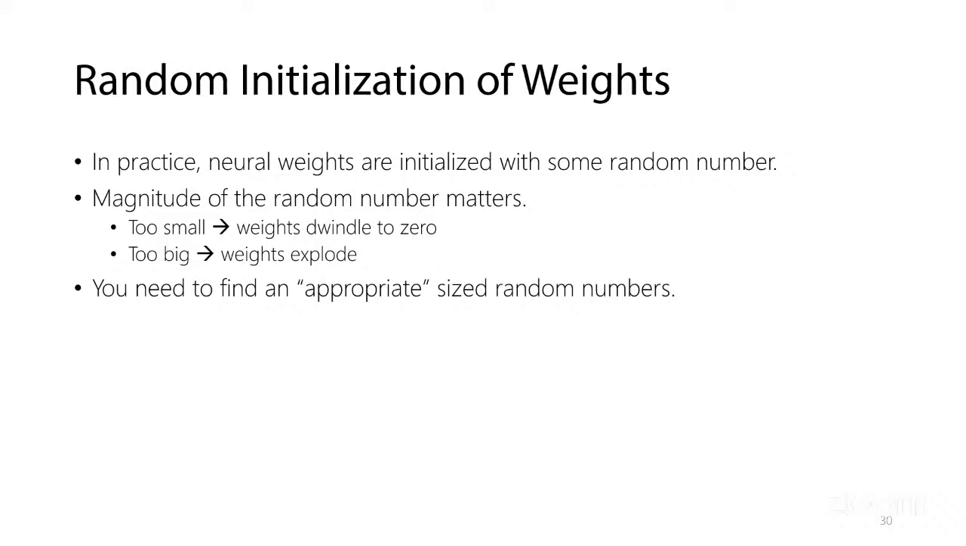So random initialization is by default the most reasonable thing to do. But if you initialize the random values with too small values, then the weights will dwindle to zero. So if you start with small random weights, then it will become weaker and weaker and weaker. If you initialize the weights too large, then that's also a problem because the values may explode. So you've got to find an appropriate size.